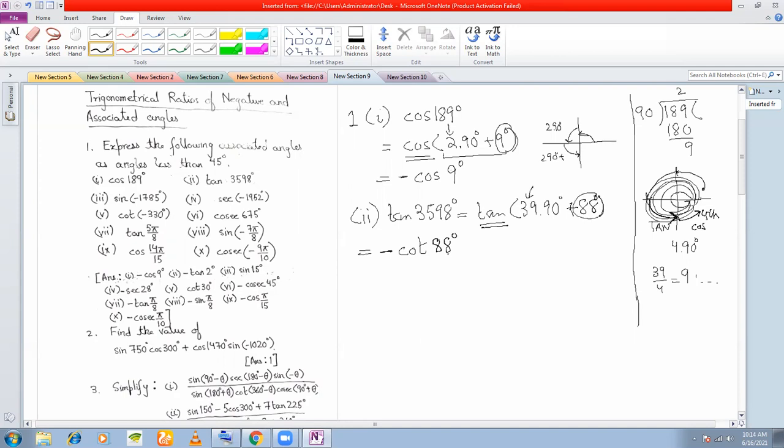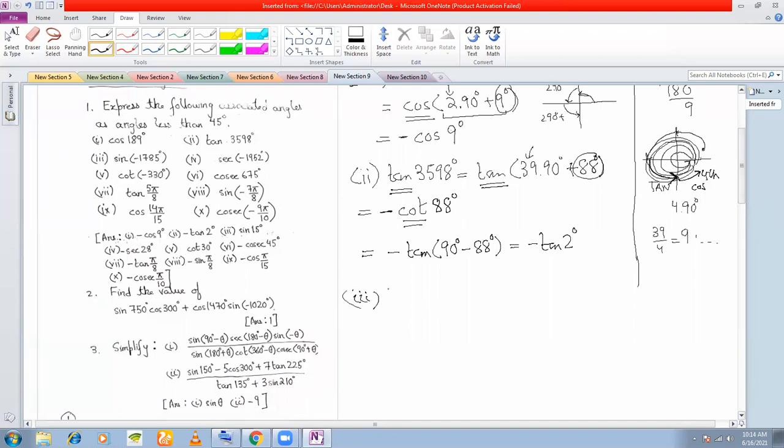Okay. Now, because the question was in terms of tan, we express the answer also in terms of tan. So what we write here is minus tan complementary angle, 90 degree minus 88 degree, which is equal to minus tan 2 degree. Clear with this?